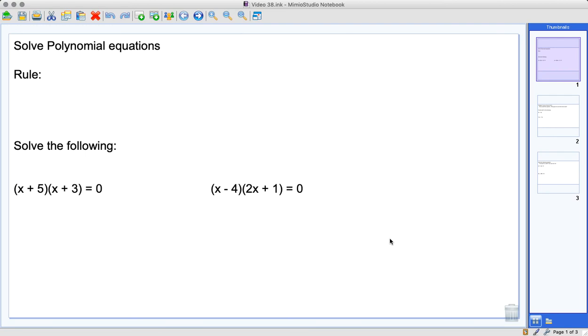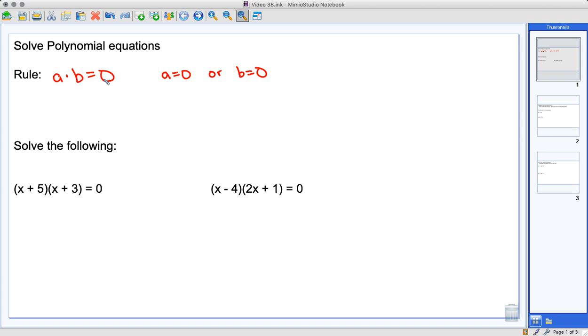Right, so we're going to start solving polynomial equations. We will also do this next chapter when we're solving specifically quadratic equations, which are a type of polynomial. The rule to solve polynomial equations is: if you have a times b equals 0, that means either a has to equal 0 or b has to equal 0, or they could both equal 0, but one or the other has to be 0, because in order to multiply and get 0 as an answer, one of our numbers has to be 0.